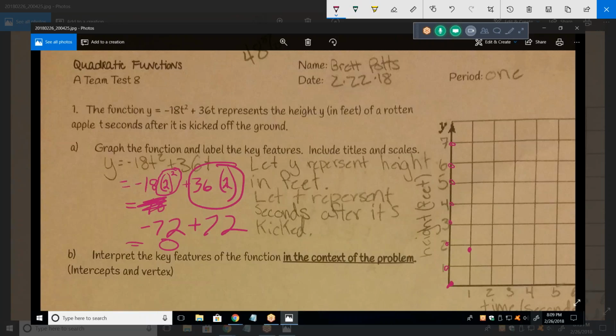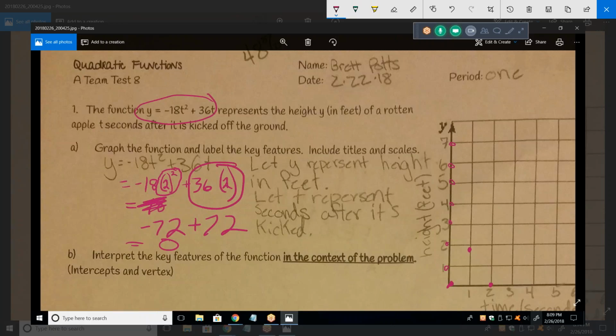What does that mean? What does it mean? It's a parabola? What is it? A parabola? Well, it's a parabola by definition. All quadratics are parabolas. But the fact that at 2 seconds, it's back at 0, what does that mean about the apple? It's back on the ground? Yeah. In other words, somebody kicked it in the air, and at the end of 1 second, it was at 18 feet, but at the end of 2 seconds, it's back on the ground.